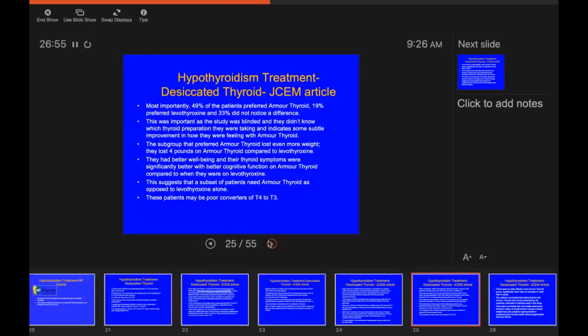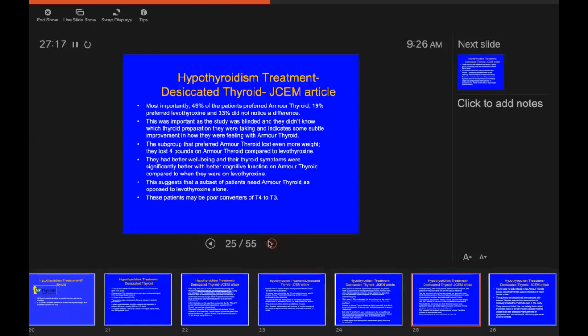So there were some subtle improvements they were having with the Armour thyroid that wasn't recorded on the questionnaires, that they liked it better. The subgroup that preferred the Armour thyroid lost even more weight. They lost 4 pounds on the Armour thyroid compared to the levothyroxine. They had better well-being, and their thyroid symptoms were simply better, with better cognitive function on the Armour thyroid compared to the levothyroxine, the subgroup here.